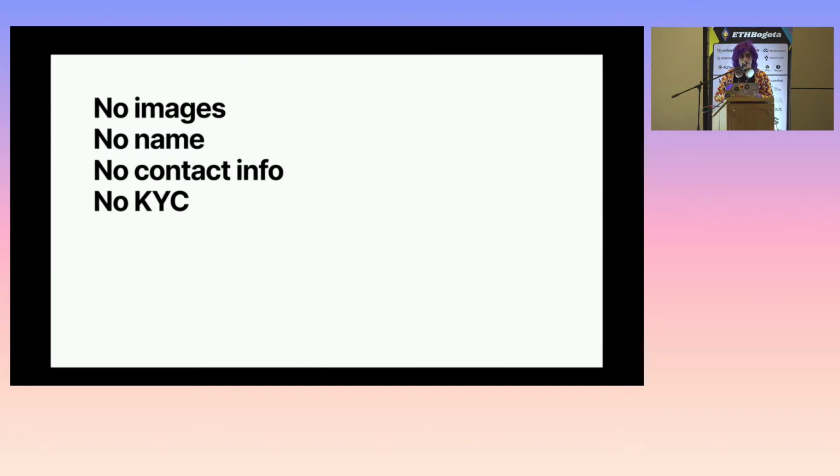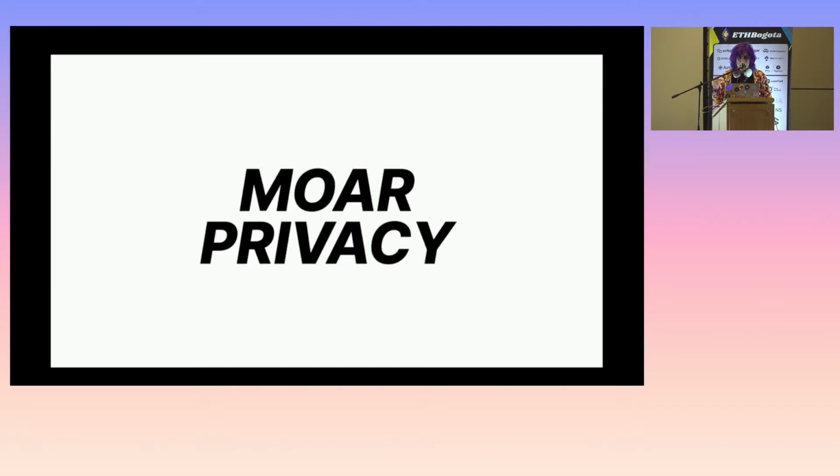We had a system where we were taking no images. We do take an image of the iris, but then we delete it and just extract information from there. No name, no contact info, no KYC, no phone number. Really, there's no link between this hash of an iris and anything in the real world. But for us, it felt like it wasn't enough.